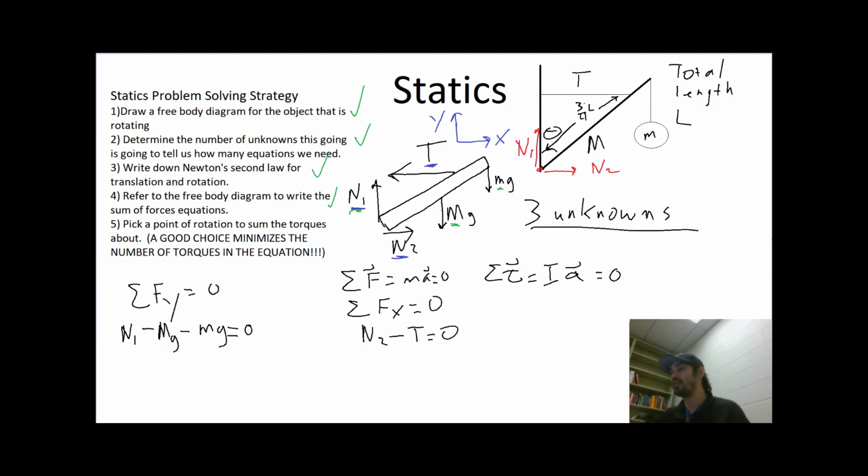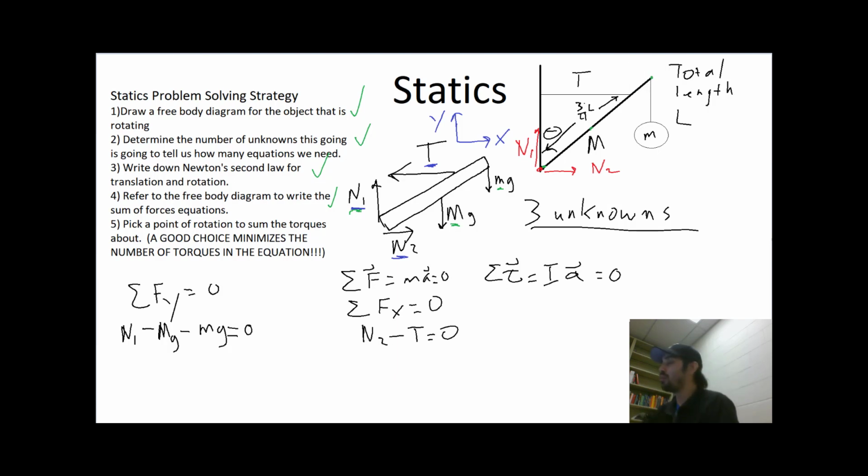And now let's look at step 5. We need to pick a point of rotation to sum the torques. The best choice that we can make is going to be the one that minimizes the number of torques. So let's consider a couple of different cases that I could pick. We could pick this point at the bottom. We could pick the point in the middle. And we can pick this point here.